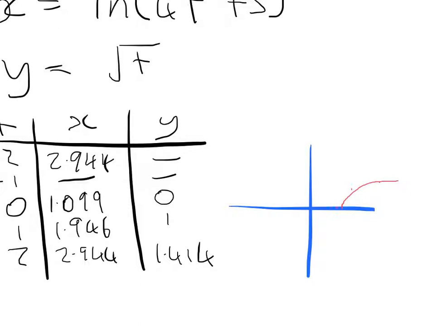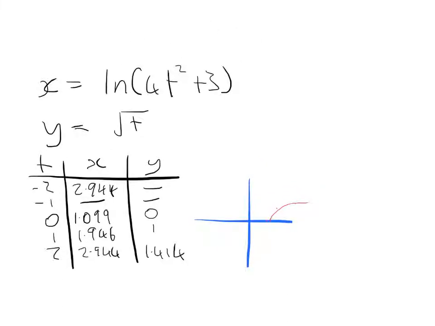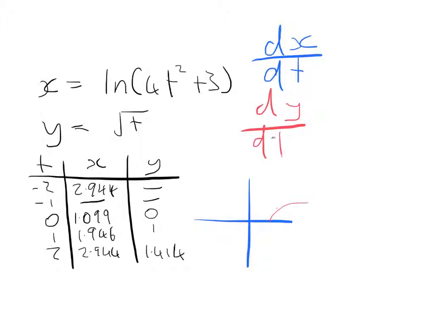Right, so to differentiate this, we've only got a particular range that we can differentiate it, which is when t is greater than 0, in which case y is going to be greater than 0, and x is going to be greater than 1.099. So to find it, we first of all are going to find dx over dt, then we'll find dy over dt, and we'll put those two together to find dy over dx.